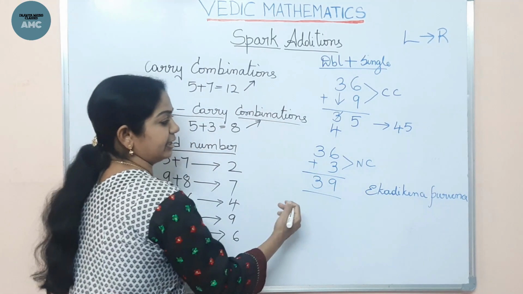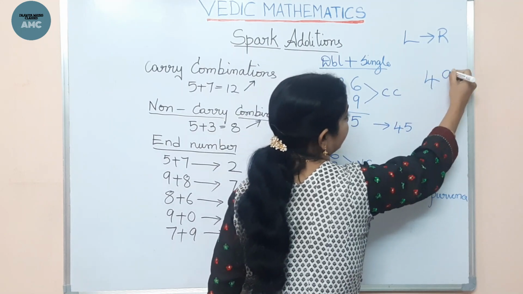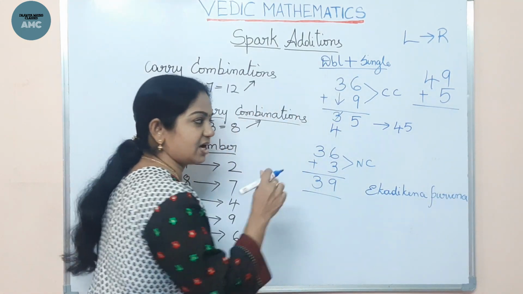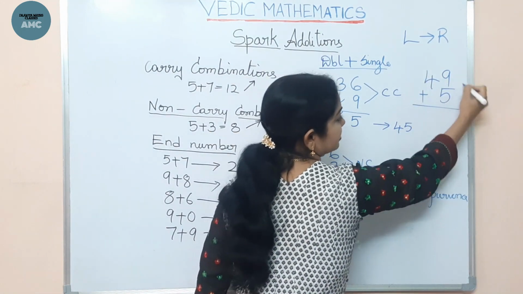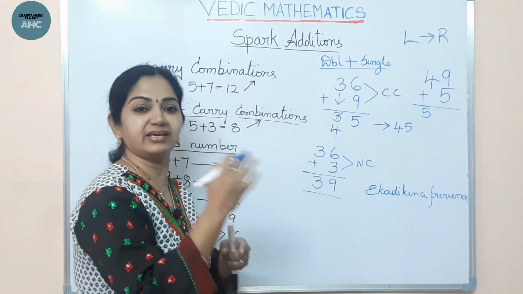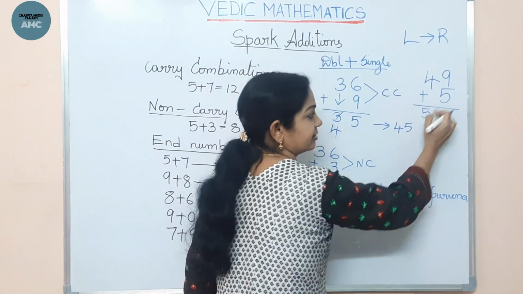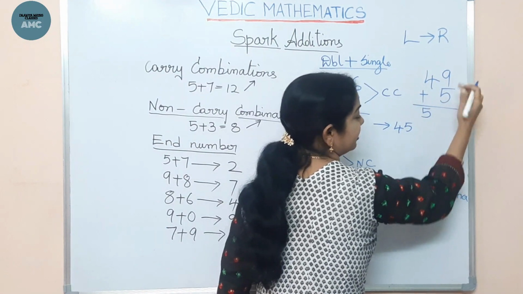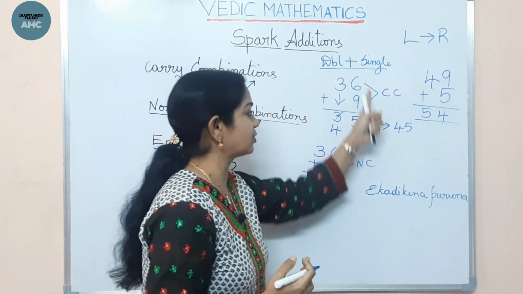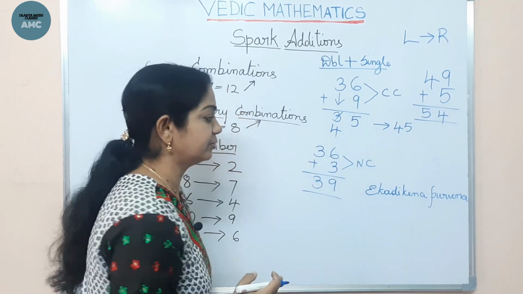Now, let me explain with another example. This is all illustration. 49, let me add 5. Now, start from the left. 4, but this is a carry combination. So 4, but when I say but, that means increase by 1. So I write 5, because this is a carry combination, and the end number is just 4. All this process I have done in the mind and I have written it. So in split seconds you can do it.